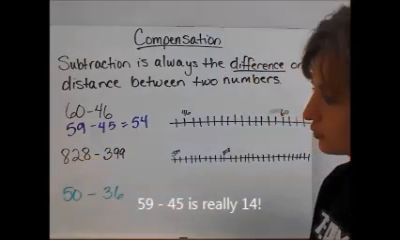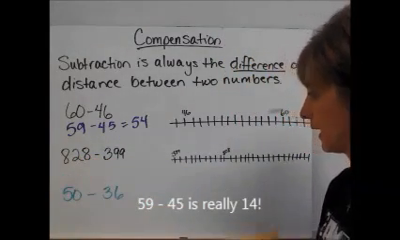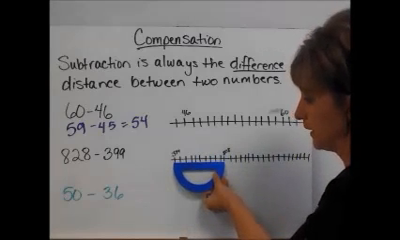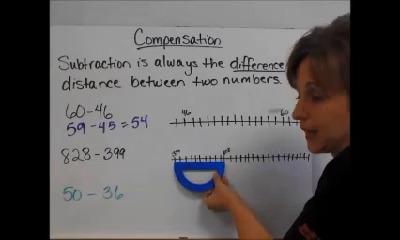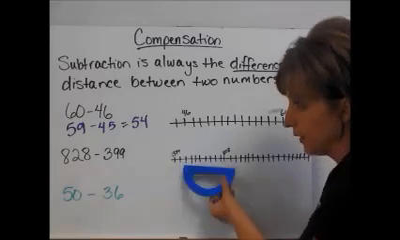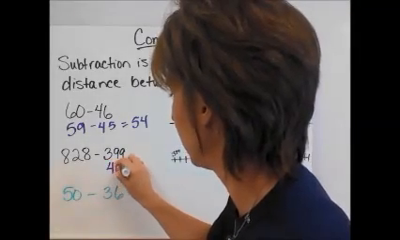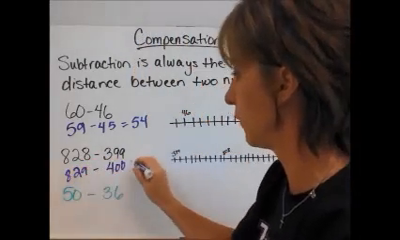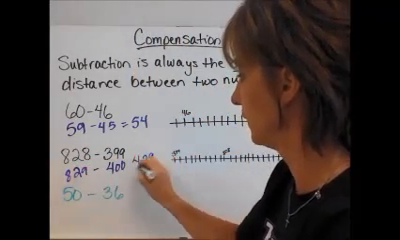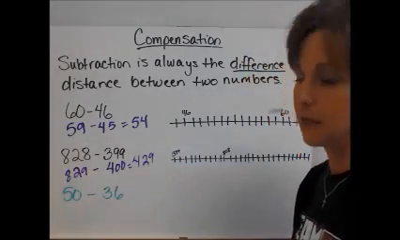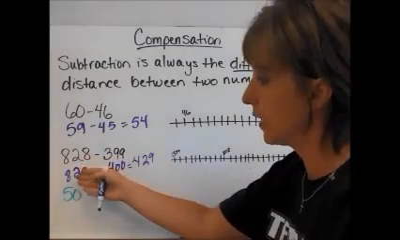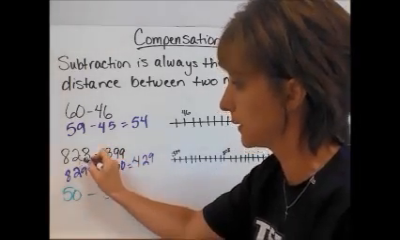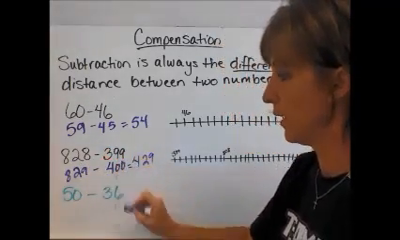Let's look at this one. 828 minus 399. The distance between 828 and 399 is the same distance as 829 and 400. 829 minus 400 is 429. It's called compensation. You're just taking and moving your line. So because I added one here, because I moved it one this way, I moved it one this way.